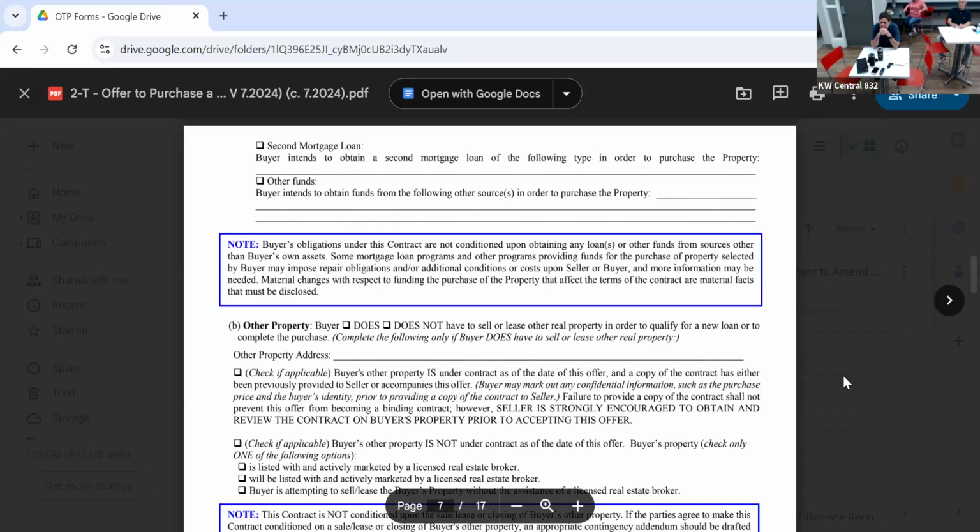Is there a specific time frame for loan commitment? Depends on the lender. But as far as the contract goes, no, there's no specific time frame, because it's not contingent upon you getting a loan. That's all covered in the due diligence period.